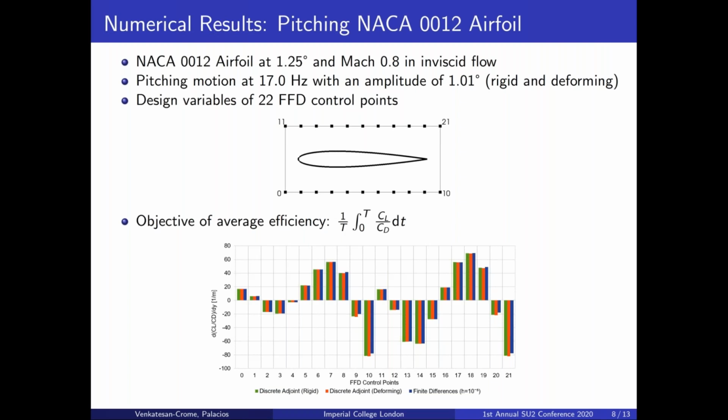To check the gradients for this problem, we have an FFD box with 11 control points on each of the lower and upper lines, and we use an objective function of average efficiency. The discrete adjoint results for both types of grid motion are in excellent agreement with each other, and they're in reasonable agreement with the finite differences as well. There are small variations at the trailing edge, but on the whole, the adjoint sensitivities have captured the right trends.